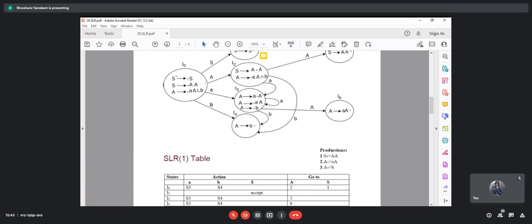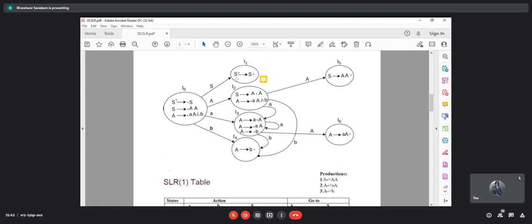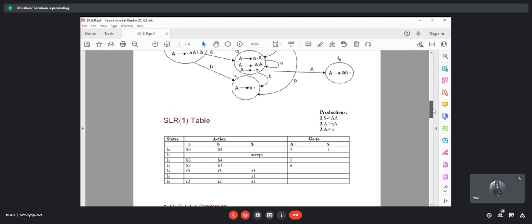When we're talking about A, then it goes to the state 2. So we just give A with state 2, and if we're talking about S, then we go to the state 1. So we place 1 over here.